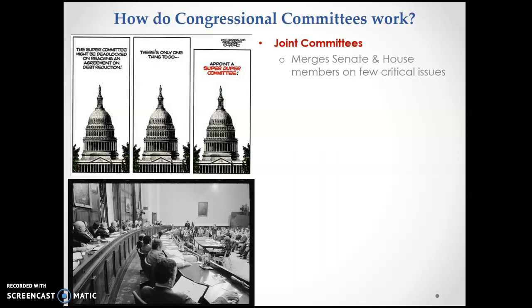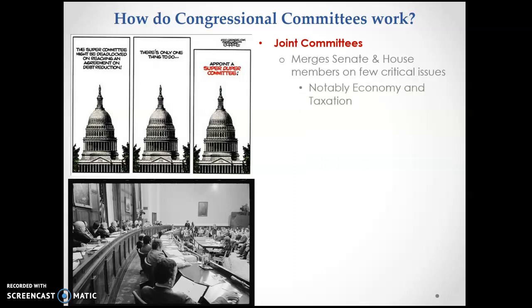Sometimes it can be cumbersome and slow, where things have to go through Senate committees and House committees and then go to the floor and get voted on. And what they decided a while ago is that for certain very critical issues, there needed to be merged committees that brought U.S. senators and U.S. House members together to allow for the speedier creation of bills and more consistency between each branch of the legislature.